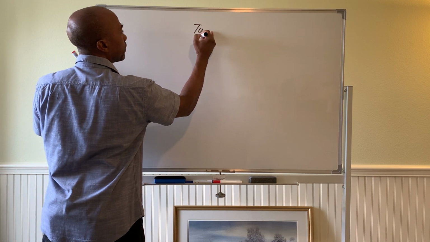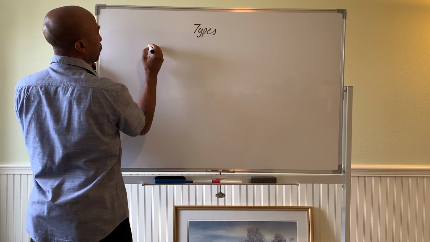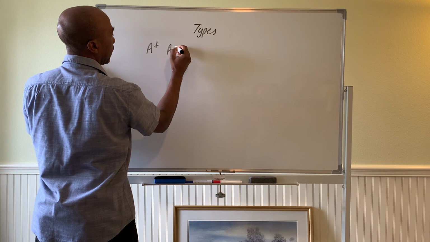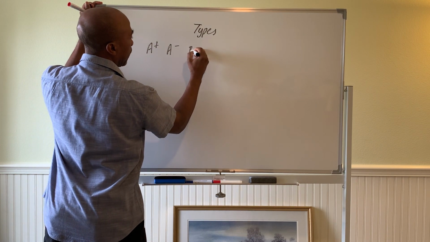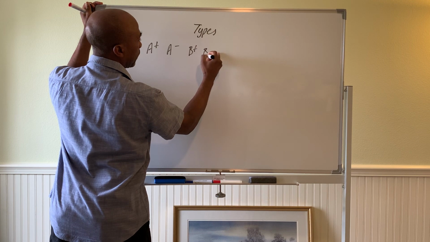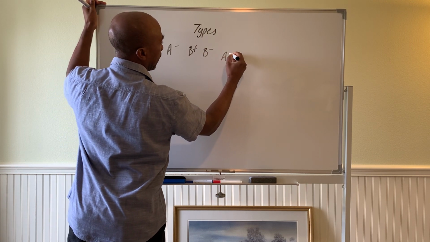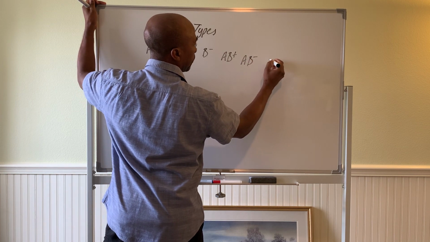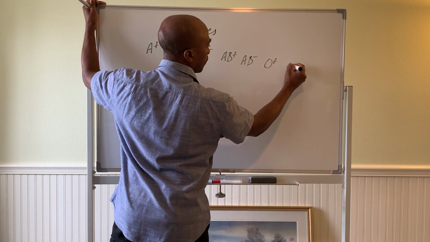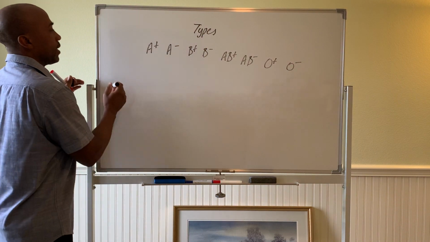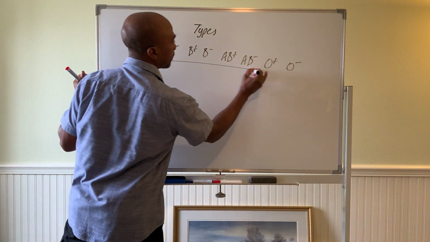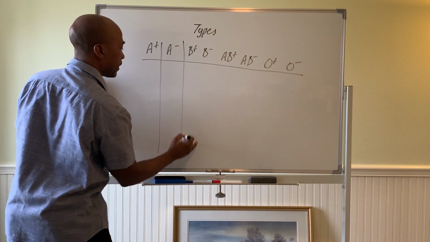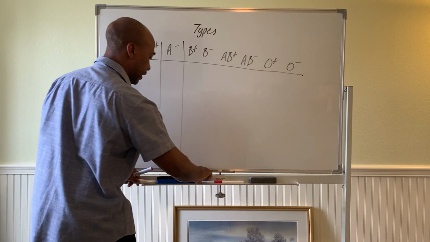Types of blood. So you're going to have your A positive, A negative, B positive, B negative, AB positive, AB negative, O positive, O negative. Okay, so that's the blood types up here, and then we're going to look at some properties about these blood types.